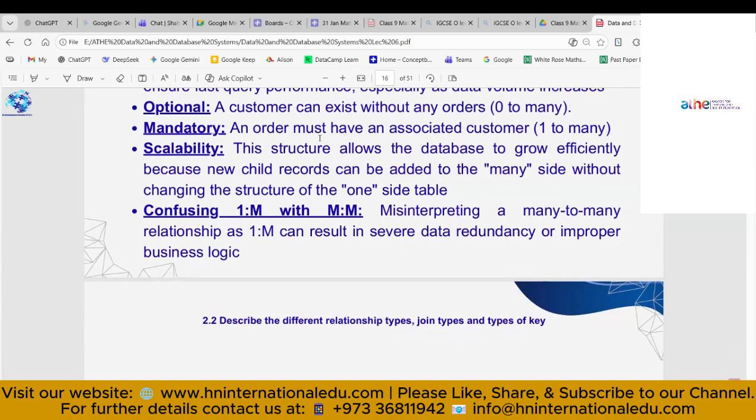Then what about scalability? This structure allows the database to grow efficiently because new child records can be added to the many side without changing the structure of the one side table. In the case of one order and many items, you can have many new records added into the many side, while there will be only one order table side.